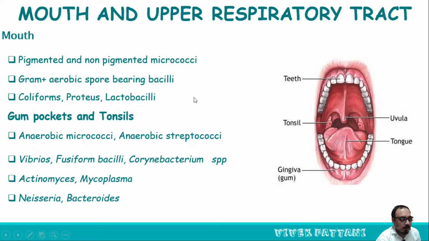Now, the mouth and the upper respiratory tract. The mouth basically contains pigmented and non-pigmented micrococci, gram-positive aerobic spore-bearing bacilli, coliforms, Proteus, and lactobacilli.